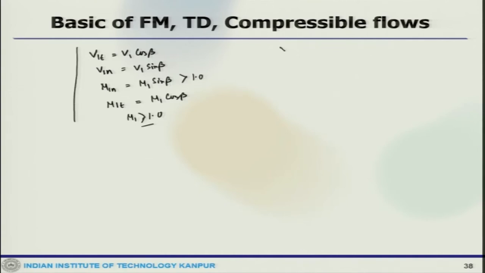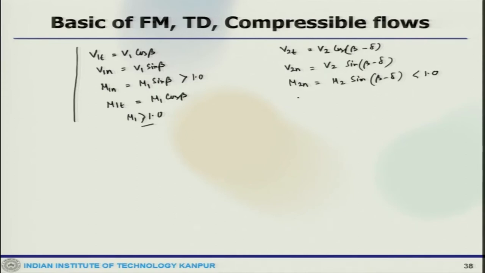Similarly, at the downstream location, V2t would be V2 cos(beta minus delta), and the V2 normal component would be V2 sin(beta minus delta). So the normal component of the Mach number would be M2 sin(beta minus delta), which is less than 1, and M2t, which is M2 cos(beta minus delta), and M2 is also supersonic.